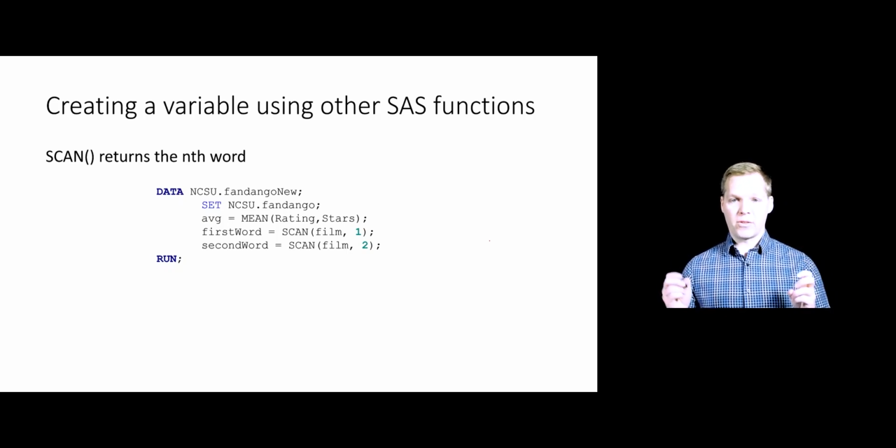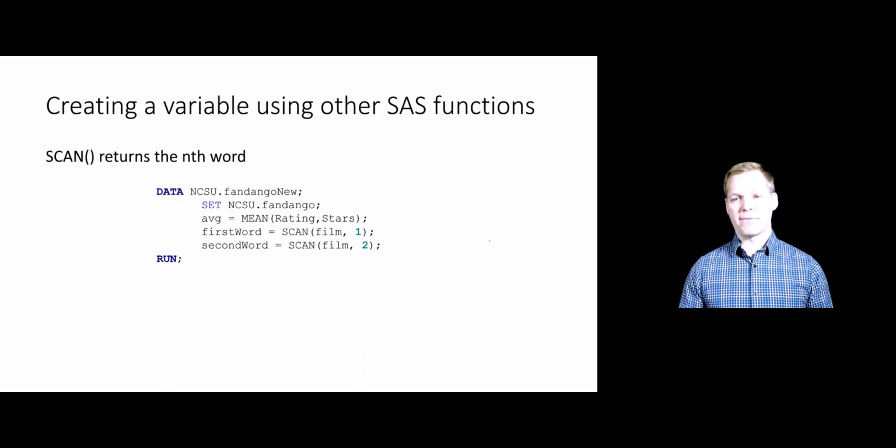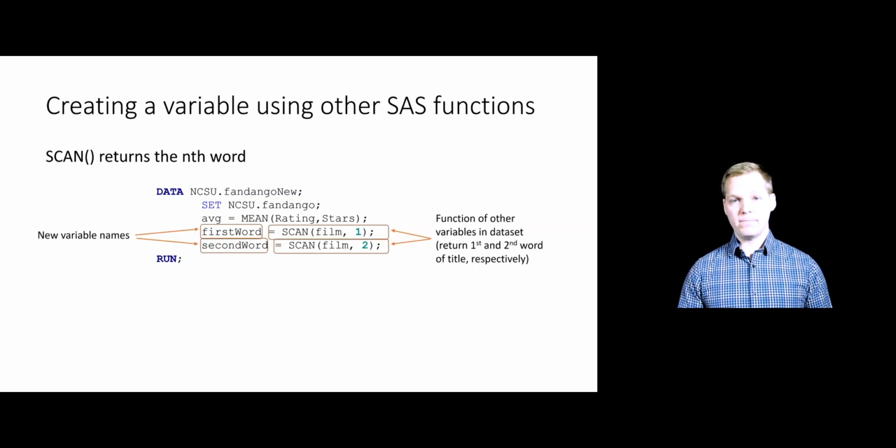Remember, scan is going to return the nth word. So with this Fandango data set that we have, within there, one of the variables is film, and this gives the name of the film. And just for the fun of it, I might want to return the first word and second word of the film title. So on the left-hand side, again, what I'm doing is I'm specifying the new variable names that I want to create. And on the right-hand side, I'm using the function of the columns that are already in my data set. And so here I'm using scan, and I'm saying scan the film variable, and then 1 says grab the first word from that string. And then likewise for the second one, I'm doing scan film 2 to grab the second word from that string.